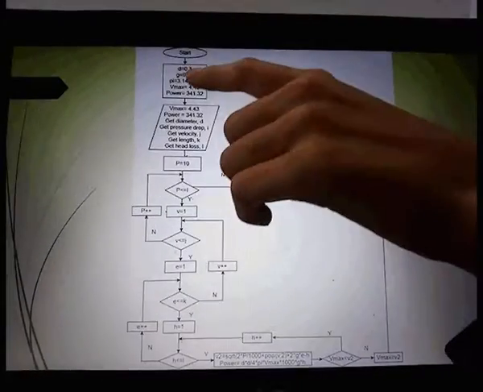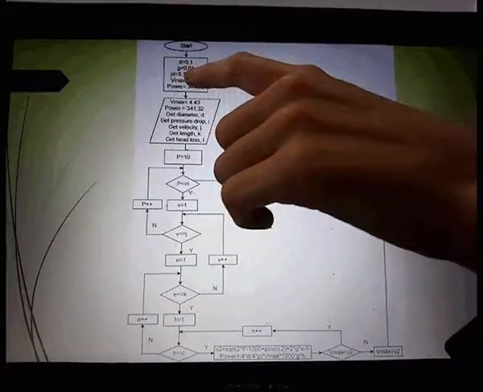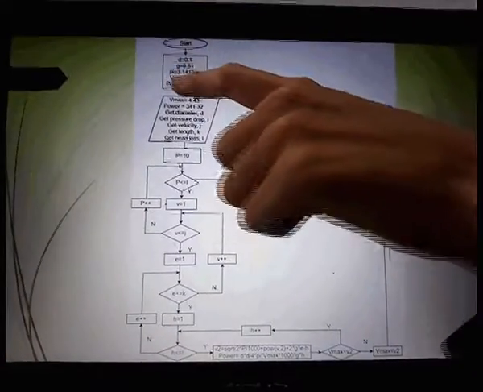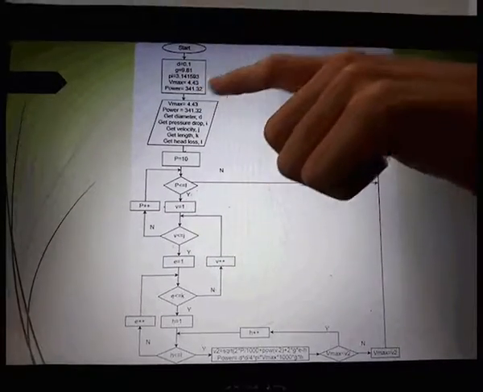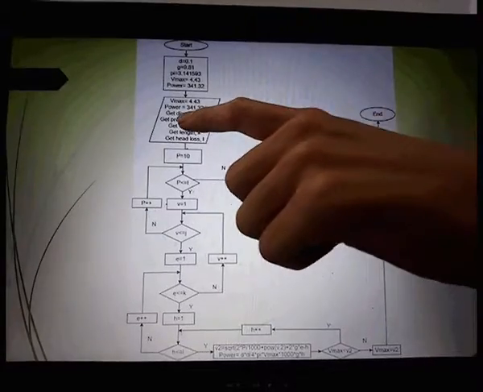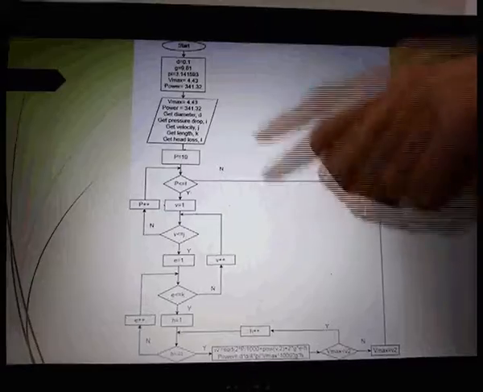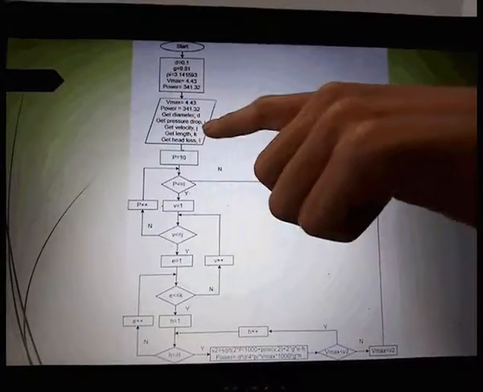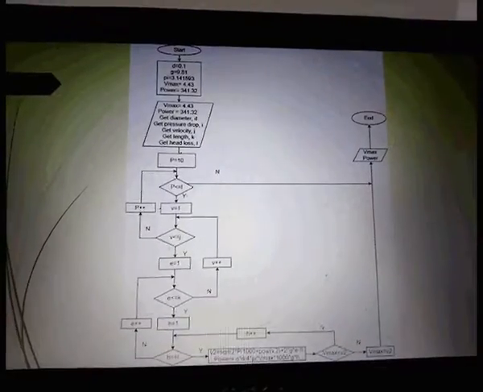This is the flowchart for my software. I set the assumptions: D equals 0.1, gravitational G equals 9.81, and pi equals 3.141593. The maximum velocity and the power are calculated using the equations just now. The user inputs the diameter D for the pipe they need, the pressure drop, the velocity, the length, and the head loss.